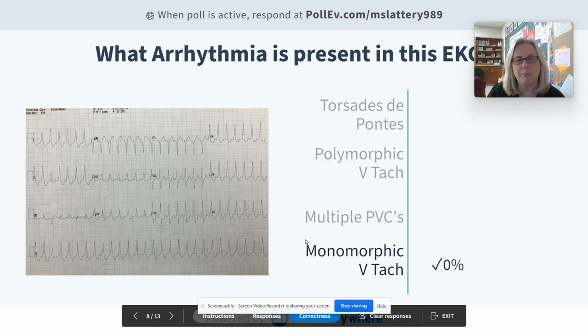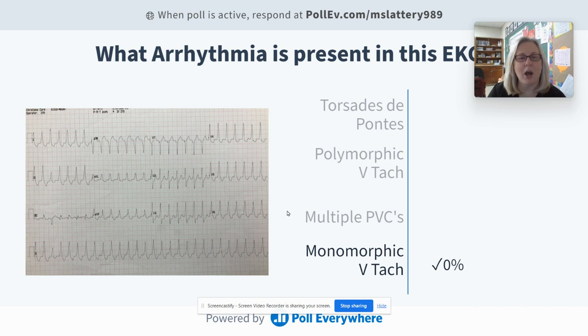The correct answer is monomorphic VTAC. Mono meaning one, so all of these should be all like the same size and shape across. So you can see across the bottom here, we have a very universal shape and size. They're coming very regularly and fast. Wide complexes that look like PVCs. So this is considered a monomorphic VTAC. It's a fast rhythm and a big wide complex. And since they're all the same size, they're monomorphic. If they were different sizes and shapes, they'd be polymorphic. Okay, on to the next one.